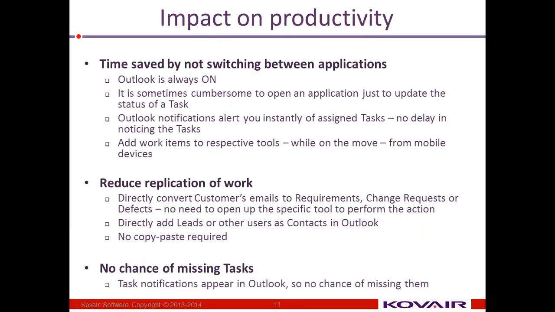So what are the impacts on productivity that we are gaining out of this? First is the time saved by not switching between applications. So here the "not" should be in capitals, because just for example, I just need to close a task. For that, if I need to open up my MS Project and connect to my project server and open the task and mark as complete, I've wasted 5 minutes of my time doing that. Instead, Outlook is always on. So all you need to do is just go to your task pane and mark it as complete. That's all. It should get completed in all the other connected tools.